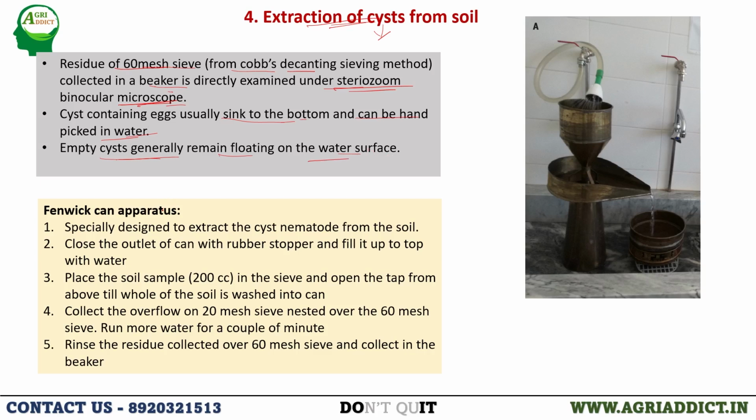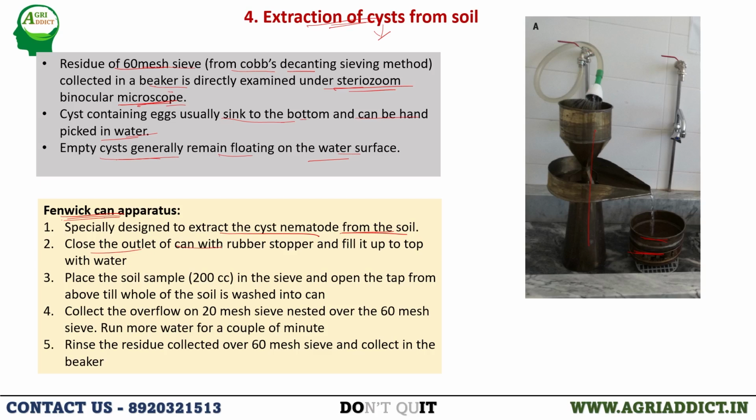One more specific method used for extraction of cyst nematodes from the soil is the Fenwick can apparatus. This apparatus is entirely designed for the extraction of cyst nematodes from the soil. You can see in the figure the Fenwick can, and here you can see the different sieves, that is the 20 mesh sieve placed over the 60 mesh sieve, and this is the water to be poured into the Fenwick can. Let us see the method which is followed.